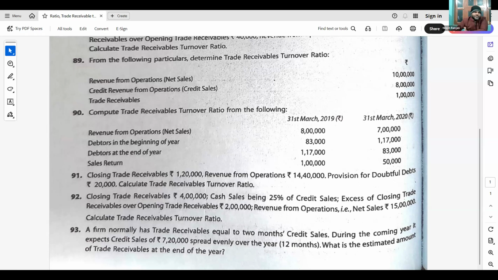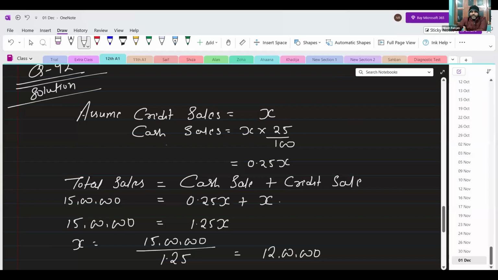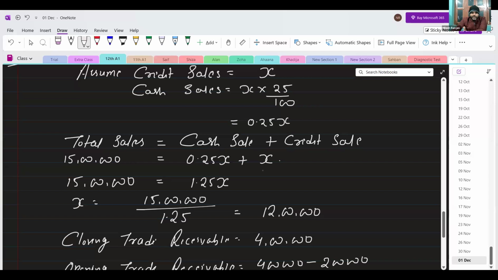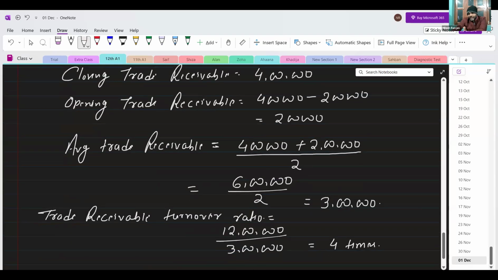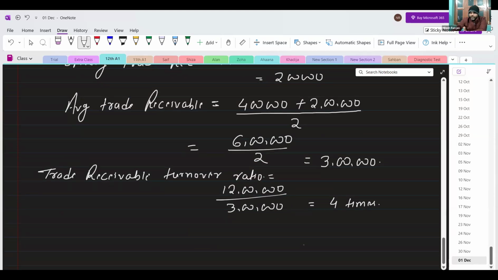That's good. Okay, so this is how you have to solve these types of questions. You can see here, I have assumed credit sale as X, then cash sale is X into 25 divided by 100, 0.25X. Then total sale equals cash sale plus credit sale, 0.25X plus X. So 1.25X equals 15 lakh. So X is 12 lakh. Closing trade receivable is given in the question as 4 lakh, which is in excess of opening by 2 lakh. So opening is 2 lakh. So 4 lakh plus 2 lakh divided by 2, average trade receivable is 3 lakh. So 12 lakh divided by 3 lakh, it is 4 times.